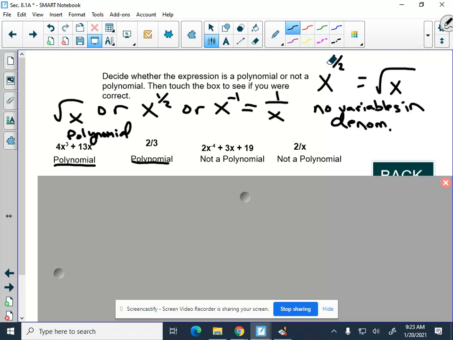But the next one has a negative exponent. So that one is therefore not a polynomial. As soon as you see the x to a negative power, it would move the x to the bottom. X can't be in the bottom. This one is 2 over x, so that one is not a polynomial because it violates one of the rules.